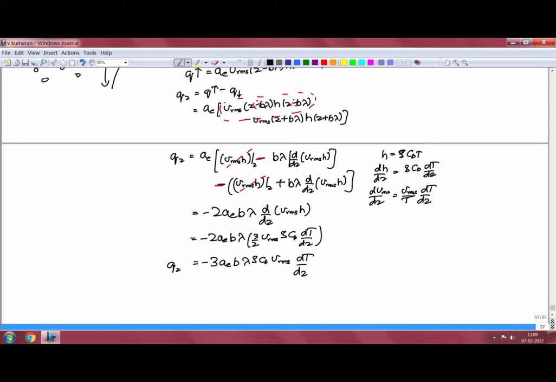This is the flux from Fourier's law of heat conduction. If I write this from Fourier's law as minus k dt by dz, where k is the thermal conductivity, then this is what I get for the thermal conductivity, which means that the expression for the thermal conductivity for a gas is equal to 3 AE B Vrms lambda rho Cp.